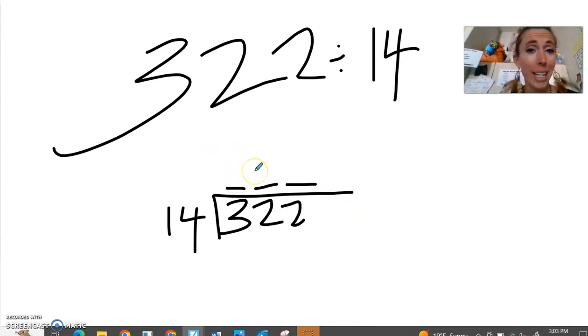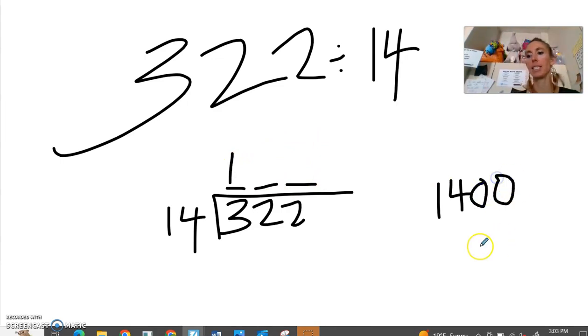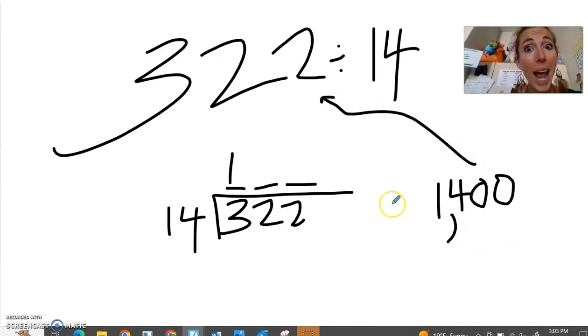We already know with the estimate that should be close to 20. So is our answer going to be in the hundreds? No, not if we did our estimate right. But let's see why that is. 1 times 14 is 14. But then this is really 100. So I would attach my 2 ghost zeros. Yes. And I got 1,400, which compared to 322, that is way too much. That's why our answer is not in the hundreds. Should be in the 20s.